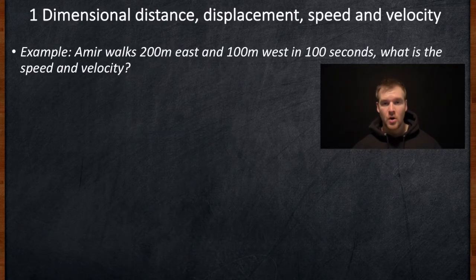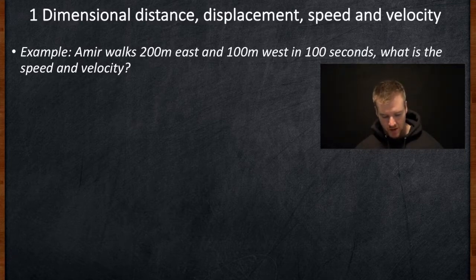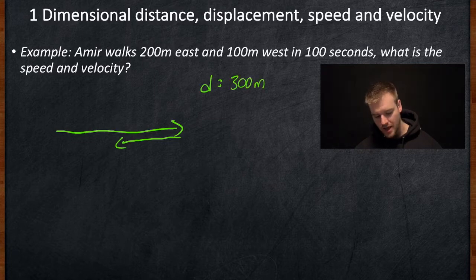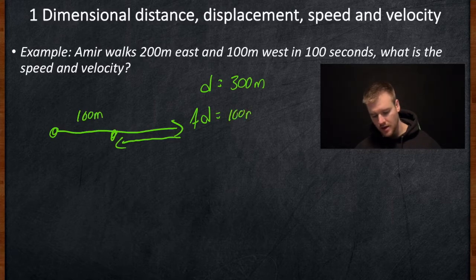I want to do one where we're going not always in a straight line. So if Amir walks 200 meters east and 100 meters west in 100 seconds, what is the speed and velocity? So now I'm going to show these going 200 meters east and then 100 meters west. All right. So our distance, if you went 200, then 100 is 300 meters. And our displacement for this case would be from where he starts to where he finishes, which is only 100 meters in the east direction. We saw this in the previous lesson.